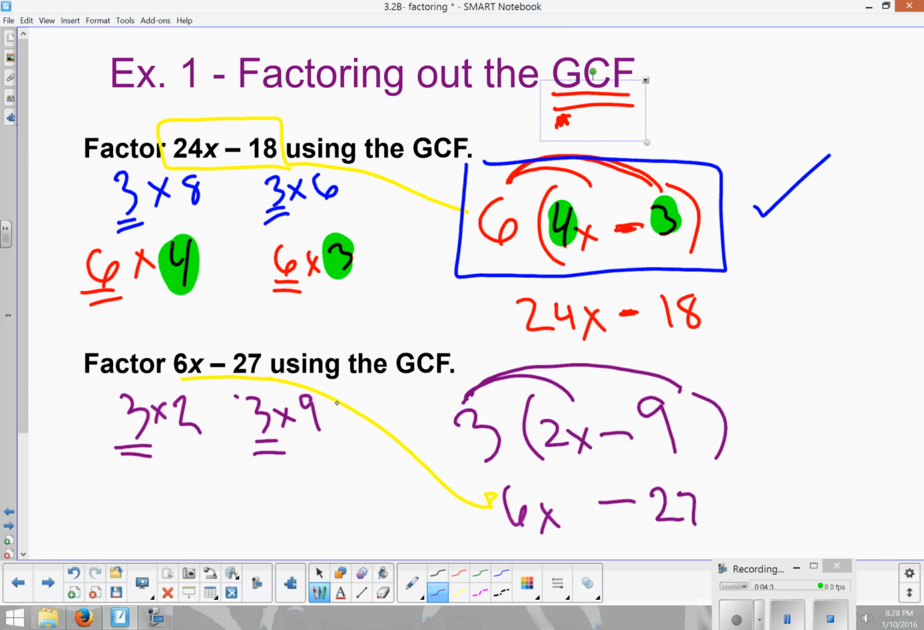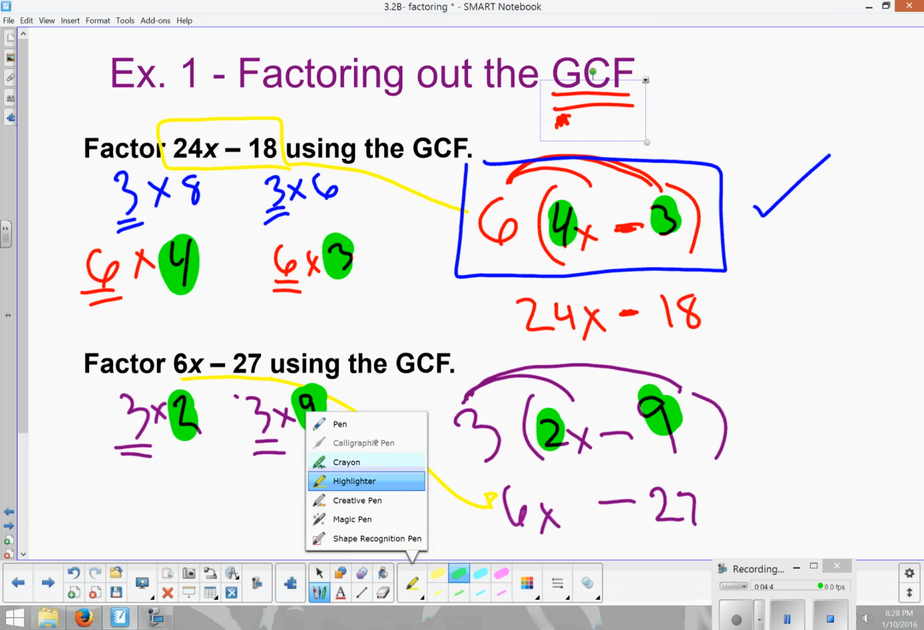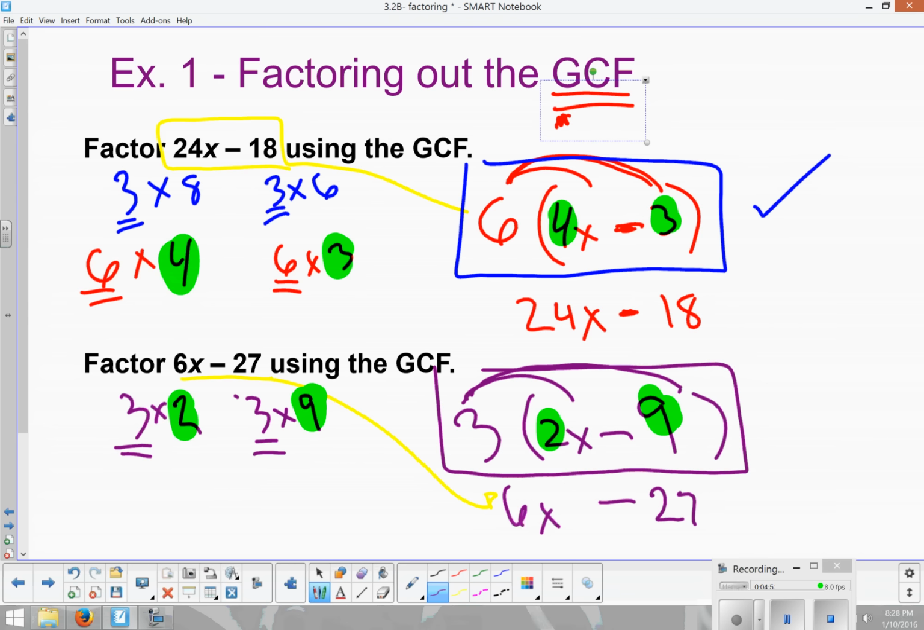Notice this matches with this. We always want to make sure that they match. And when it matches, we know that we're factoring it correct. And if you notice also, we are using the same terms in here for our parentheses. So once again, our final answer for this problem is going to be 3 parentheses 2x minus 9. That's our factored out answer for this problem.